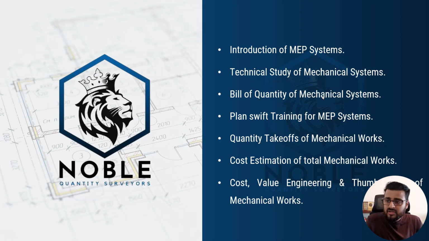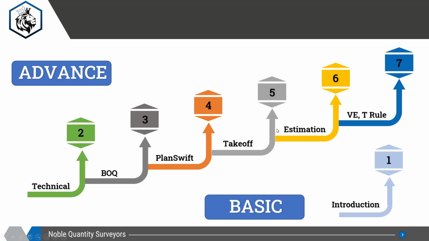Then we will cover in lesson number 6 the cost estimation of total mechanical works. Then we will discuss the cost, value engineering and the thumb rules associated with the mechanical works. This is how this MEP course is divided into 7 lessons. And this course is again divided into 2 divisions. The first division is a basic division in which we will talk about the complete introduction of MEP works.